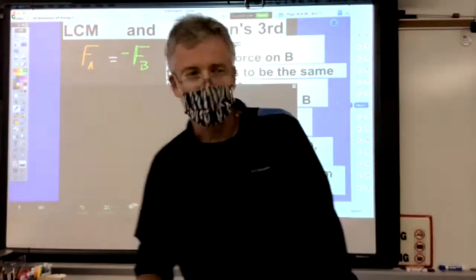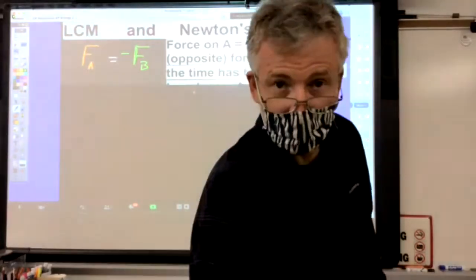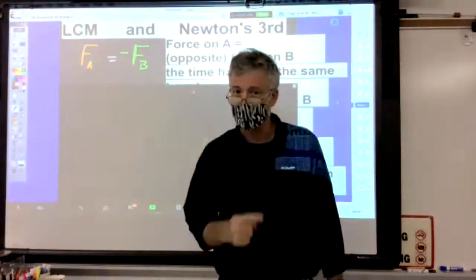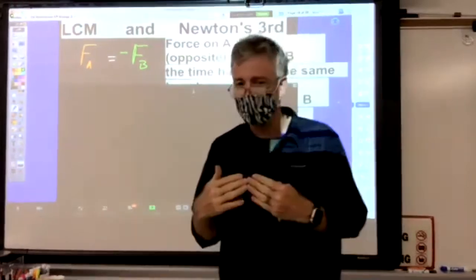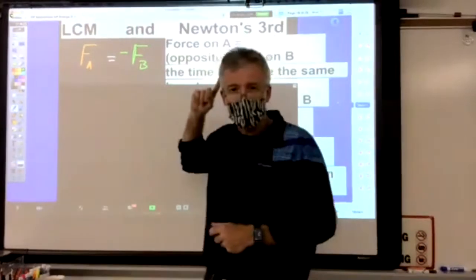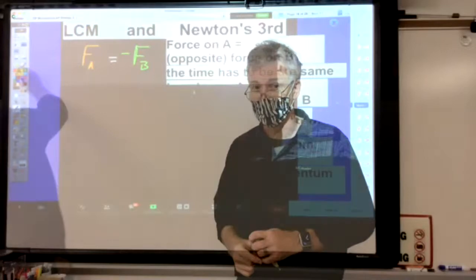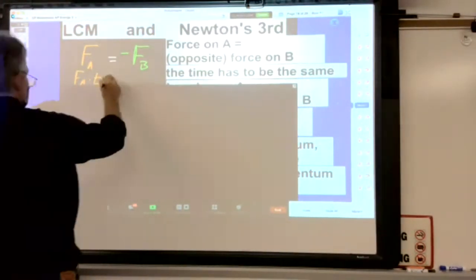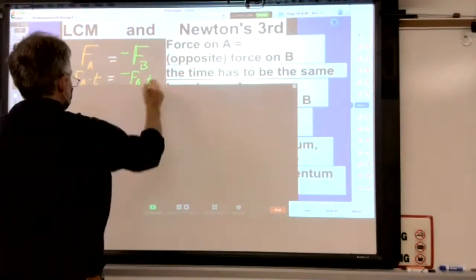The time duration of these forces must be the same, right? Try this. Try touching the table in front of you for a longer amount of time than the table touches it back. It's absurd, right? You can't. So in other words, contact between two objects obviously is the same time of contact. So that means if we multiply the time of contact on A, it will be the same time as the contact on B. So the force on A multiplied by the time of contact has to be equal to opposite the force on B multiplied by exactly the same time of contact.